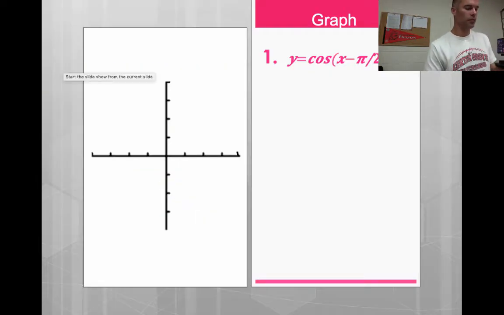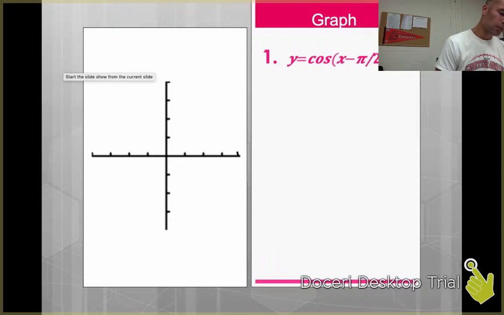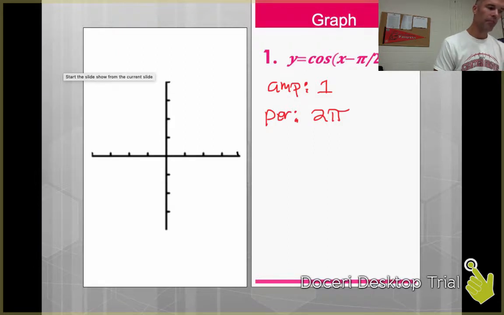Okay, so we take a look at our first graph here. We have y equals the cosine of the quantity x minus pi halves. Okay, so start off with the amplitude. So my amplitude is still going to be 1 here. My period is going to be 2 pi over 1, so that's just going to be 2 pi. And now we have minus pi halves, so it's inside a parentheses, so we think opposite. So we're actually going to go to the right pi halves.